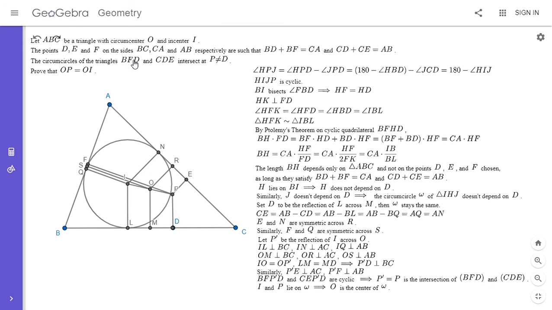It's the intersection of these two circumcircles. But we said that for any choice of D, I and P would both lie on this circle, the same circle omega that doesn't change. So if I and P are on that same circle omega, regardless of where point D is, then since O is the midpoint of IP, O has to be the center of omega. And if O is the center of omega, and omega does not depend at all on D, then that means OP has to equal OI for every choice of D. And that solves the problem.